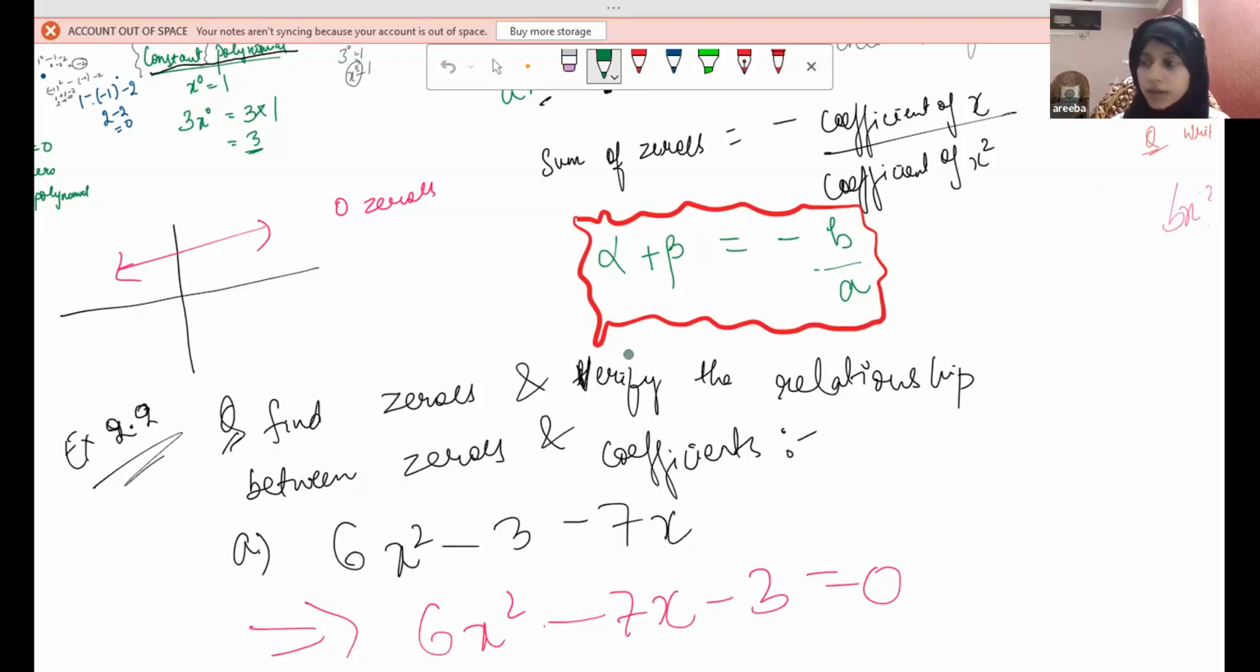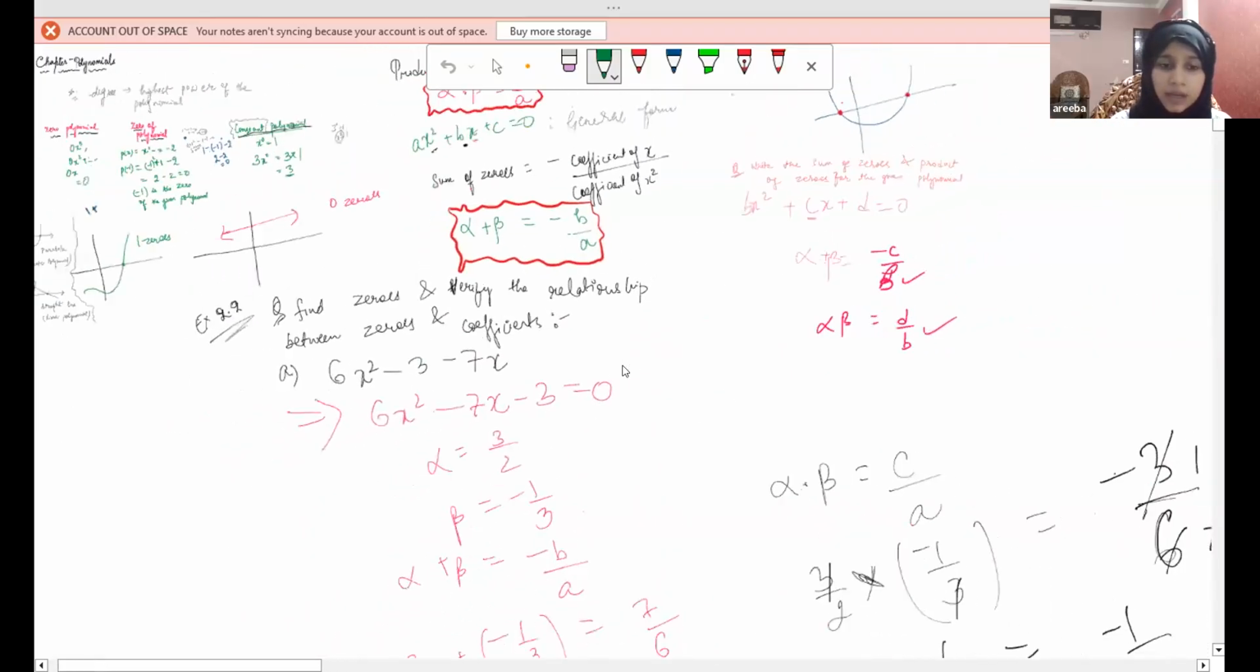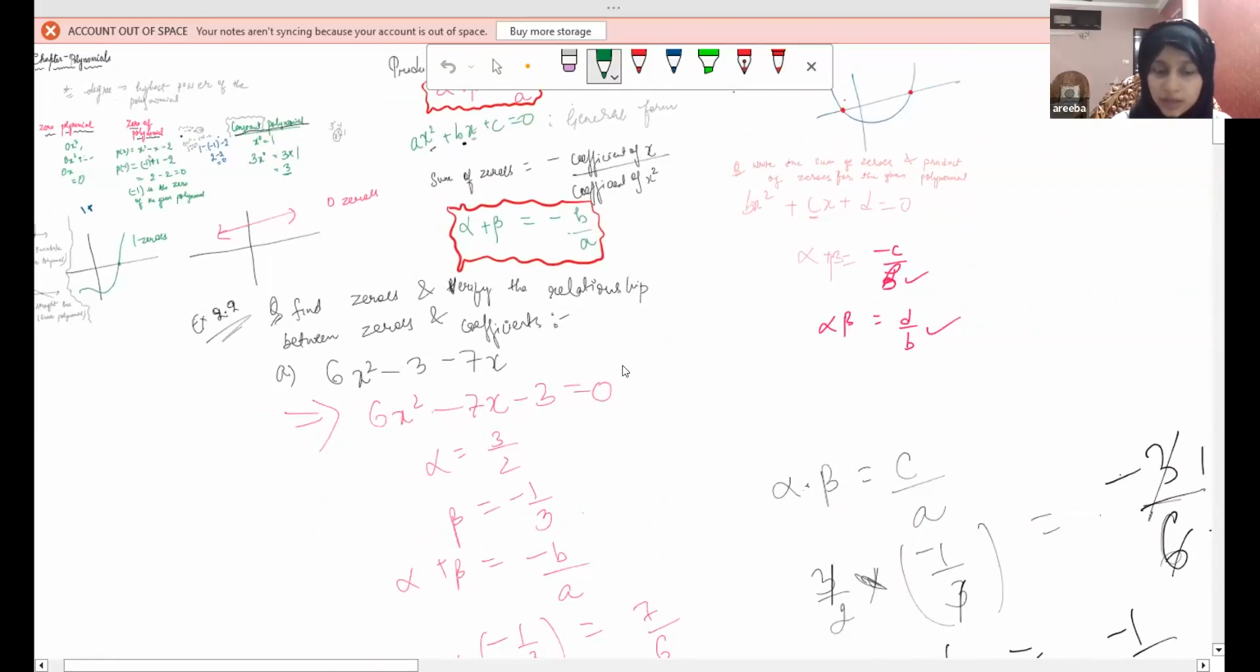Okay. So can you read the question for me? Find the zeros of the following quadratic polynomials and verify the relationship between the zeros and the coefficients. So this one. First is 6x square minus 3 minus 7x. Right? First write this. We are gonna be finding out the zeros of it.